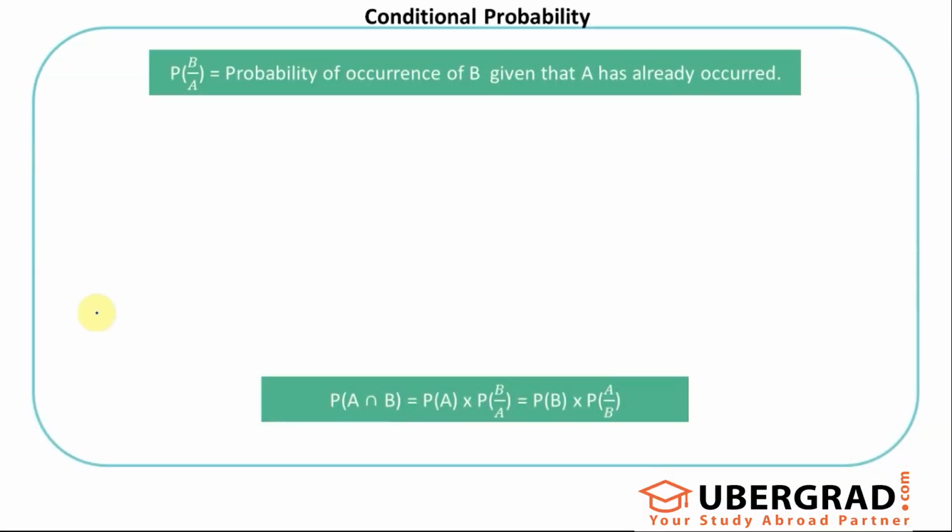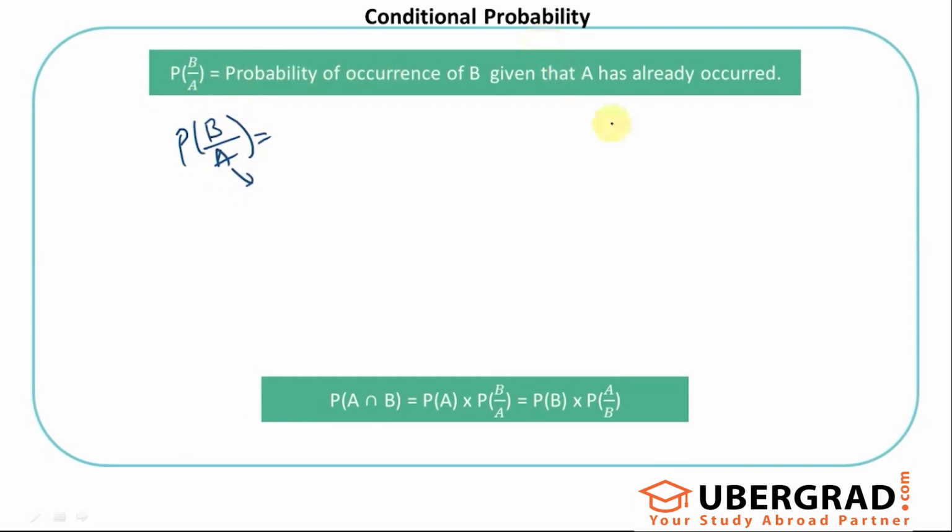Now let's start with the conditional probability. So probability of B by A, right? That's how I write it. What do I mean by that? It is basically the probability of event B occurring, given that A has already occurred. So A has already happened. With that in mind, what would be the probability of B happening? That's what conditional probability is.